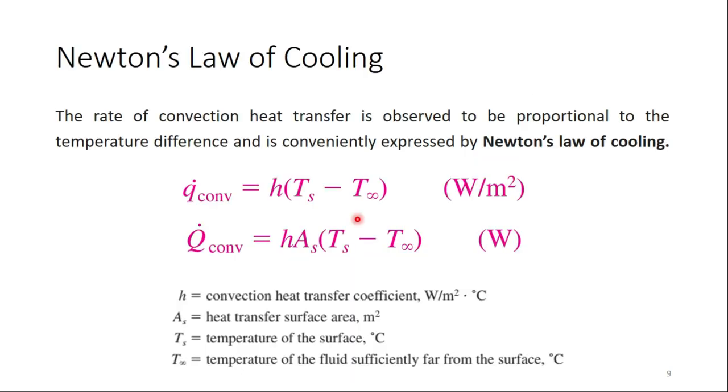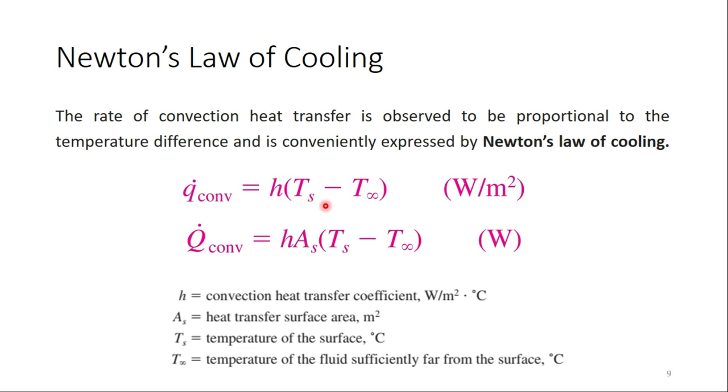Newton's law of cooling is one of the important laws, and it describes the rate of heat transfer by the convection process. The rate of convection heat transfer is observed to be proportional to the temperature difference and is conveniently expressed by Newton's law of cooling. It can be expressed in two different ways. The first equation is represented by a small q dot, the heat transfer rate per unit surface area, with a unit of watt per meter square. This is also known as the heat flux, and it is equal to the convective heat transfer coefficient multiplied by the temperature difference.